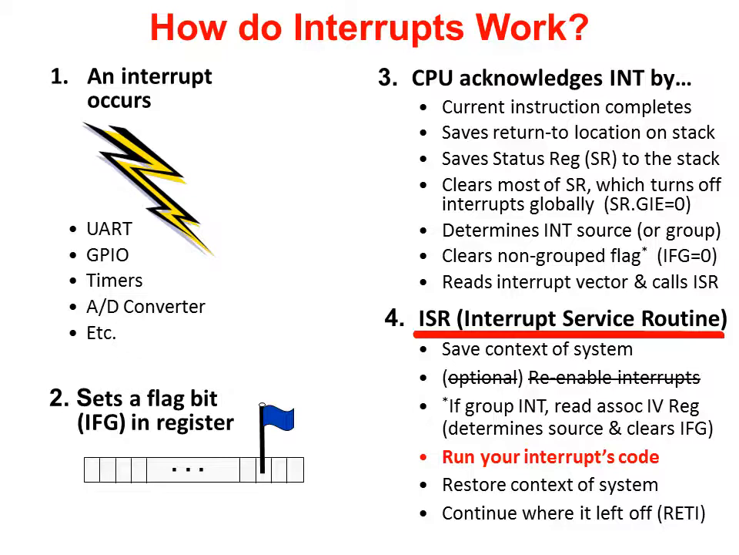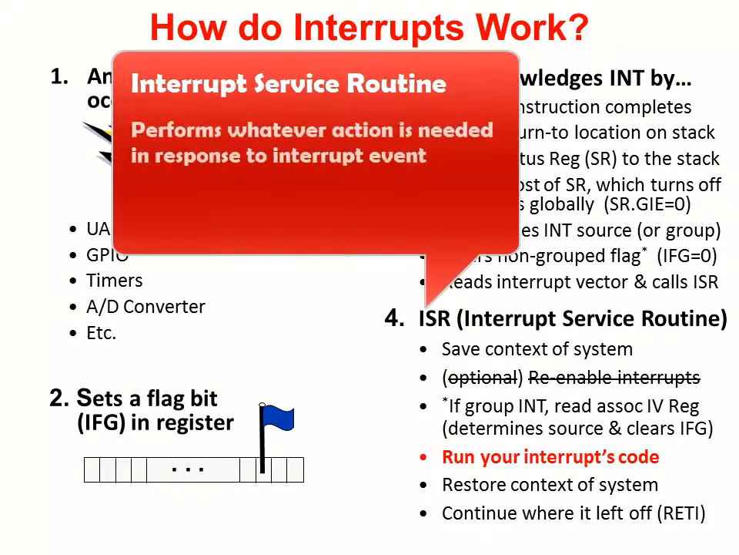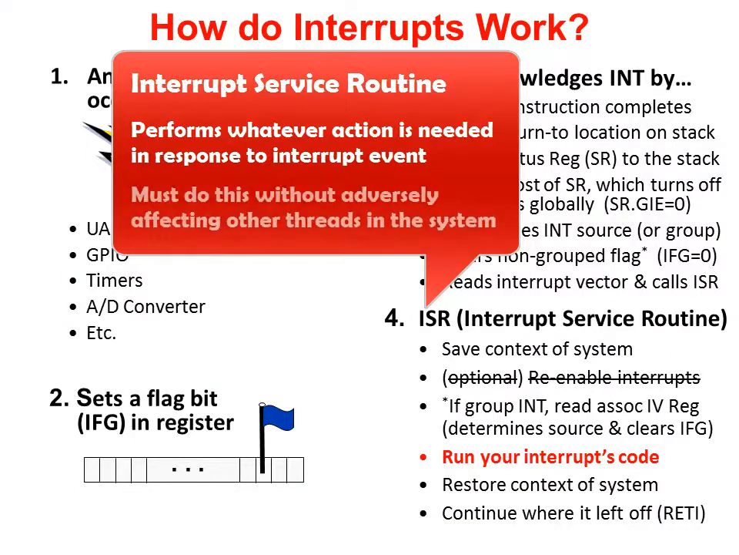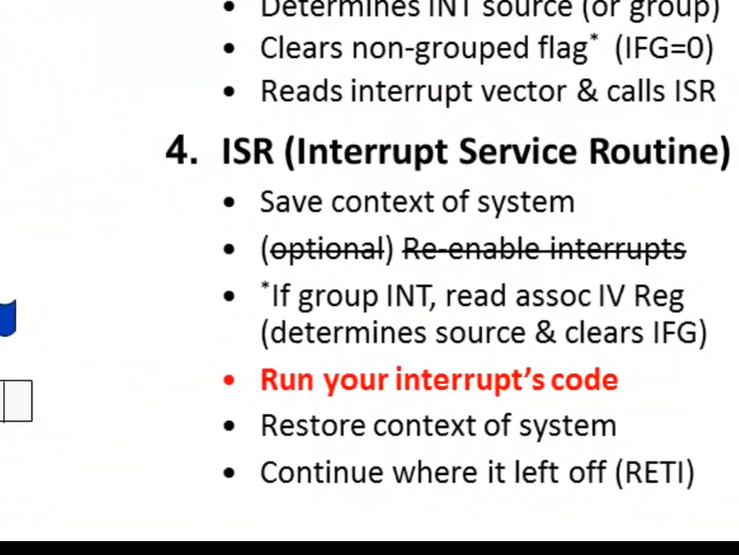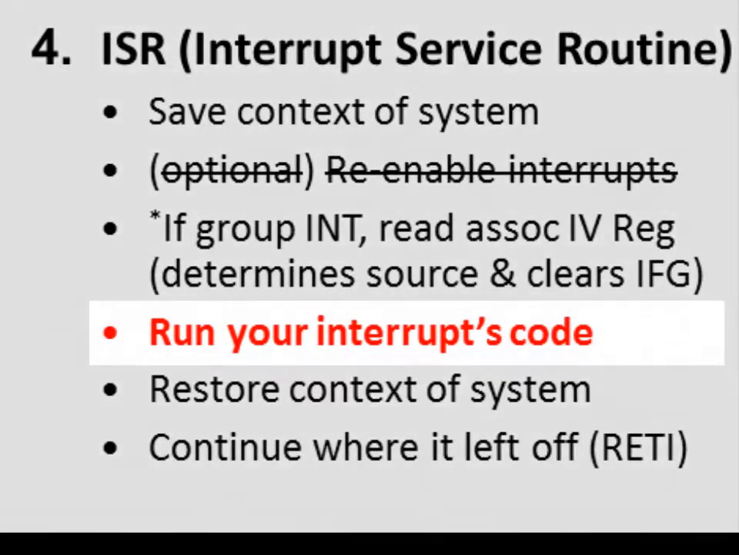4. Your interrupt service routine, or ISR. Interrupt service routines are also called interrupt handlers, and this is the code you write which runs whenever a hardware interrupt occurs. Your ISR code must perform whatever task you want to execute in response to the interrupt event. But this code has to work without adversely affecting the other threads, that is, the other code already running in your system. The crux of an ISR is doing what needs to be done in response to the interrupt.